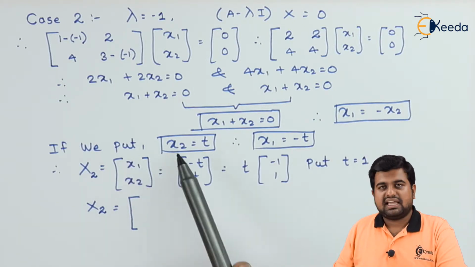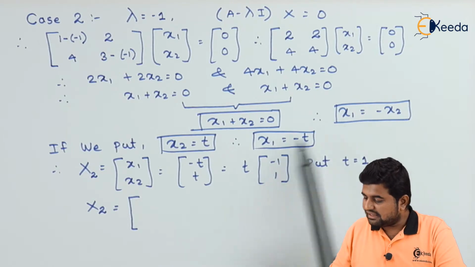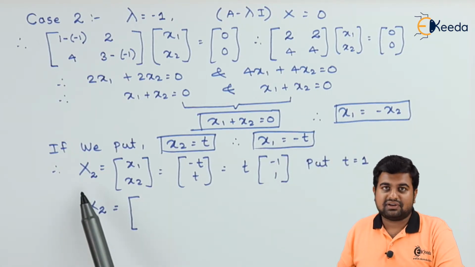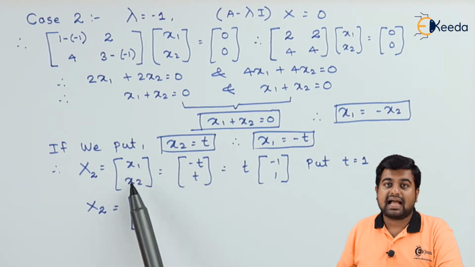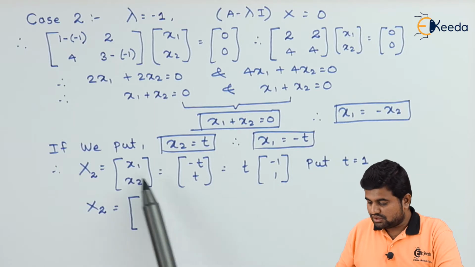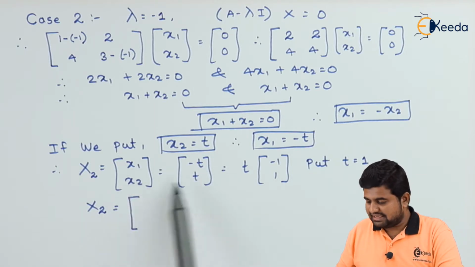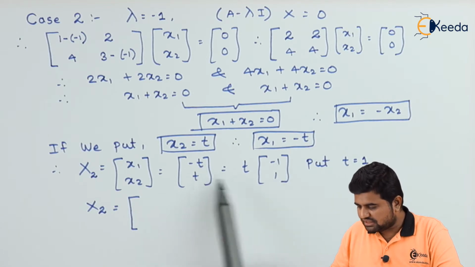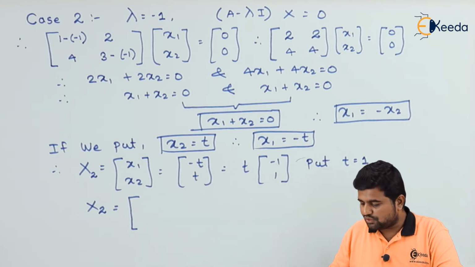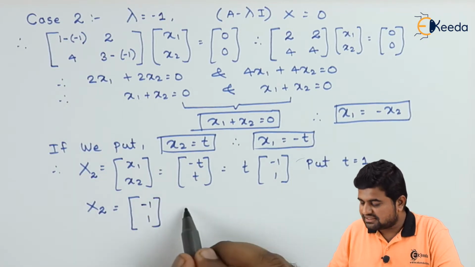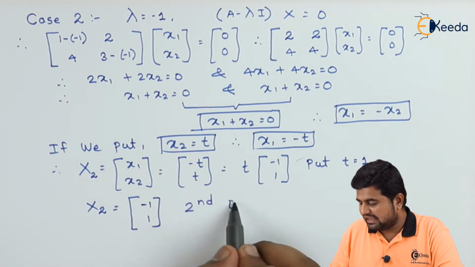Now we put x2 is equal to t, so we'll be getting x1 is equal to minus t. So as x2 is the second eigenvector for this particular second eigenvalue, we have got x1 is equal to minus t, x2 is equal to t, so we can take t common. I'll be having minus 1 and 1. Now we put t is equal to 1 and I'll be getting minus 1 and 1. This is the second eigenvector.